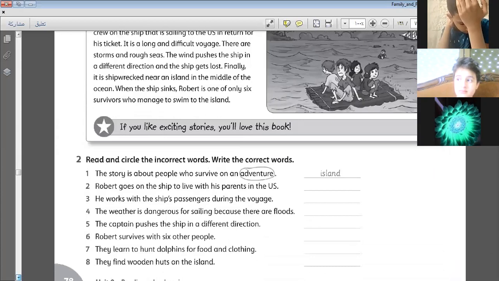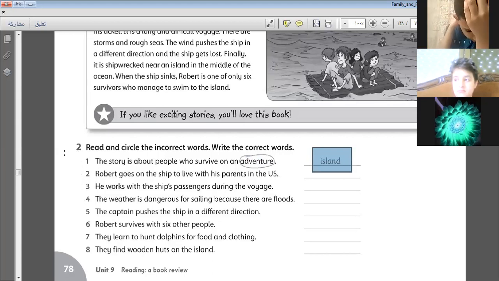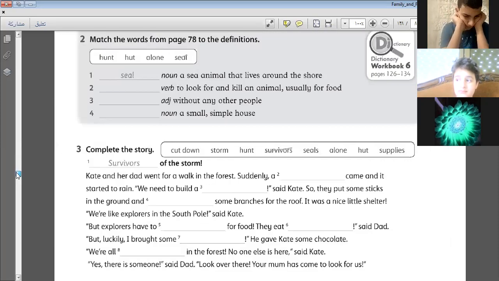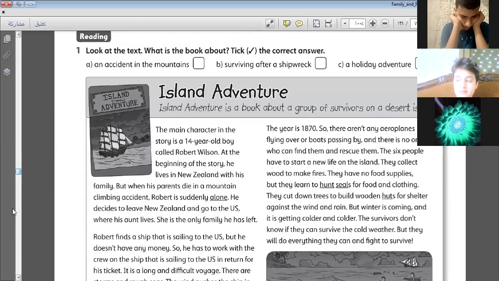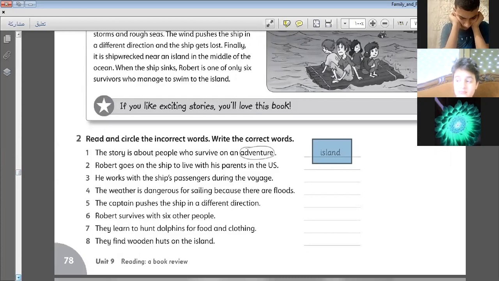So directly, we will move here to exercise number 2. Read and circle the incorrect word. So the incorrect word is adventure. The answer is island. We will answer exercise 2 and we are going back to the story and use the elements of the short story. Okay, so let's begin now.